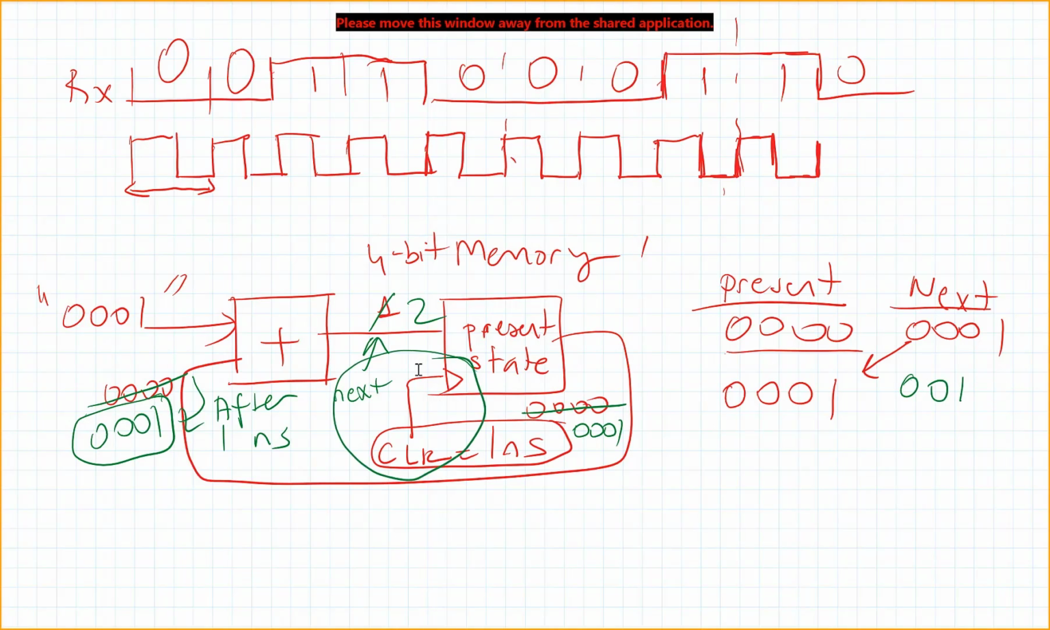1 nanosecond later, I will capture this 2 into my present state. So now my present state will be 0010, and then I will be adding 0001 to it, and instead of 2 now I have 0011. After 1 nanosecond I will be capturing 0011 here, so it will continue like this. So this is like a counter, right? For the counter I need an adder, some kind of memory, and a clock signal to change my states every clock cycle.